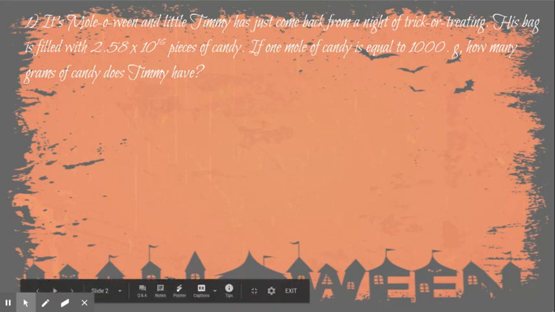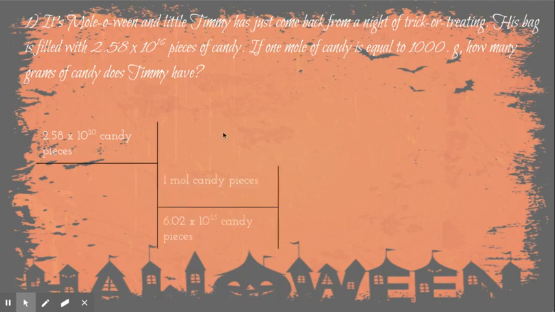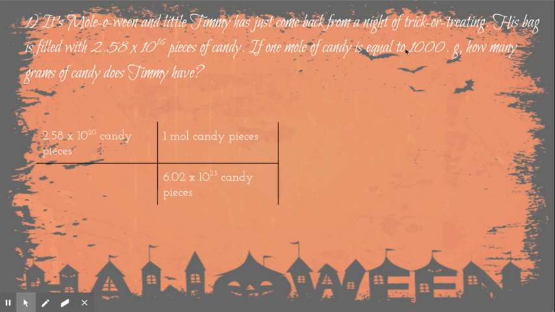So let's start off with what we know. We're trying to find the grams of candy he has, and we know he has 2.58 times 10 to the 16 pieces of candy. So we start out with the amount of candy we have, and we know that 1 mole is equal to Avogadro's number of candy because it's one of our constants. And then we're also given the information that 1 mole of candy is equal to 1,000 grams. So we bring that up, and then we get our answer.